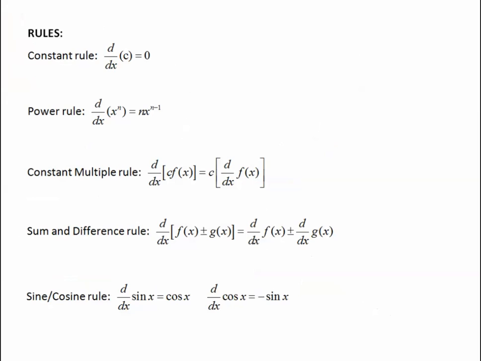Now let's talk about some rules. Remember that derivative means slope of the tangent line. If we start with the constant rule, finding the derivative of a constant. Let's take a constant function, for example, like y equals 3. What does that look like graphically? Just a horizontal line. Well, what is the slope everywhere along this horizontal line? That's right, the slope is always 0.